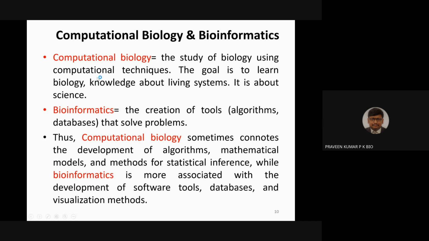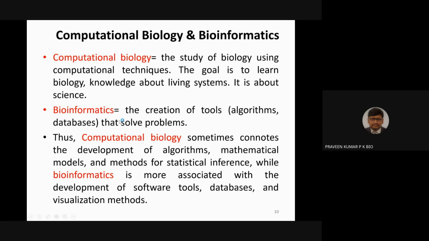What are the computational techniques? That is, if we have created software to interact with data sets to study specific types of biology, can be cell biology, immunology, molecular biology. If you use computational tools to study these types of biology, we call that computational biology. Then what is bioinformatics?